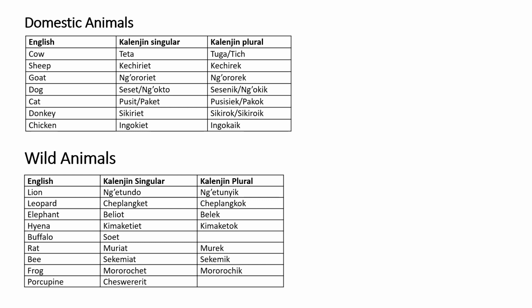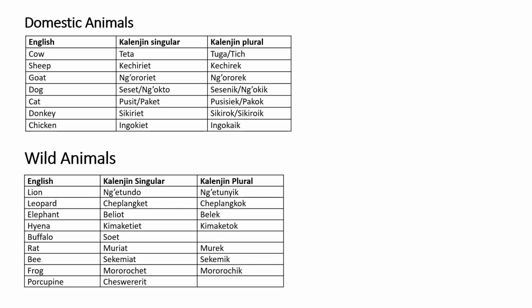A cow we call teta. If there are many, they are called tuga or tich. Sheep, kechiriet. And plural, if there are many, is kechirek. Goat, ngororiet. If there are many, ngororek.